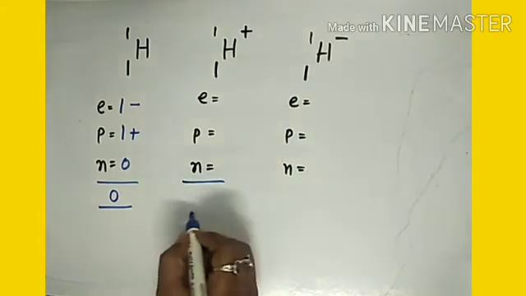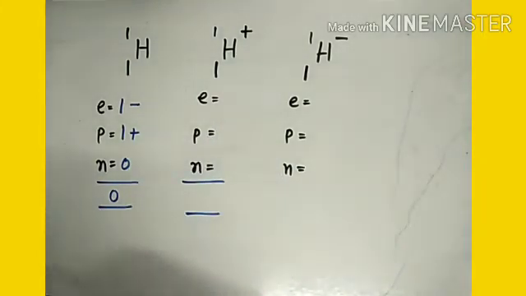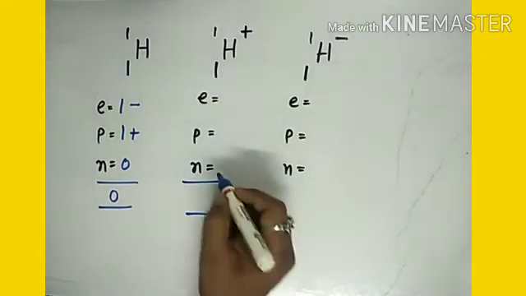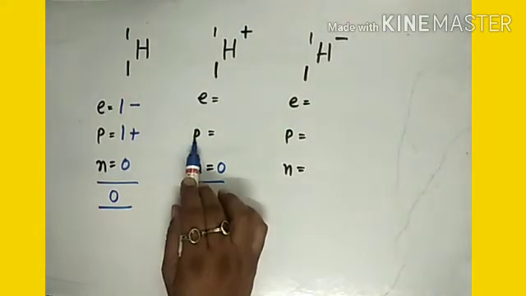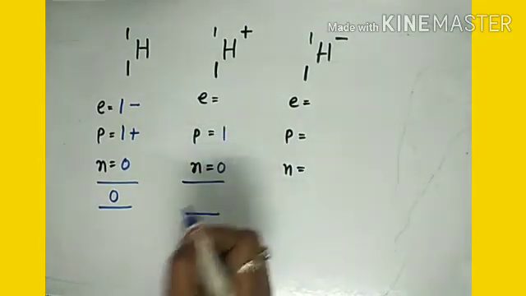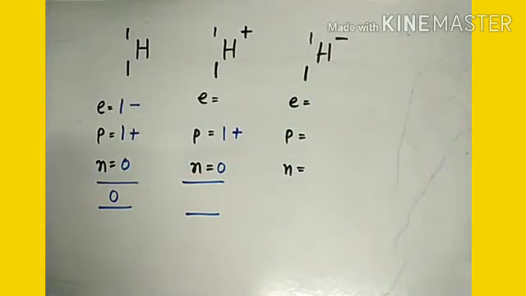Let's see, in this case we have a number of electrons and protons and neutrons. Basically you find that the mass is 1, that means there is no neutron. Clear? As far as protons are concerned, then we can go for this. So 1 proton is there, it's positively charged. And what about the electron?